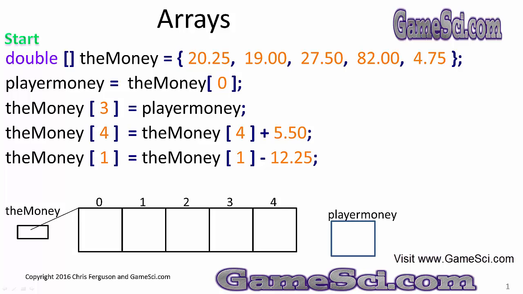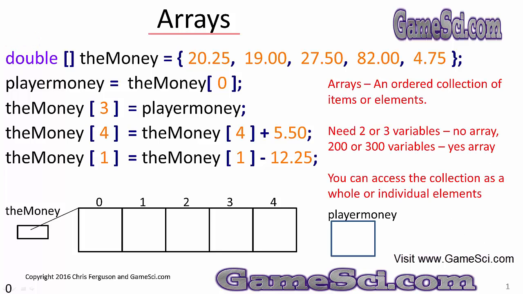Welcome to the lesson on arrays. Arrays are where we store large amounts of data. An array is an ordered collection of items or elements. If you need 2 or 3 variables, you don't need an array. But if you need 200 or 300 variables, yes, you very much need an array. I like to say arrays are for storing mass quantities of variables. You can access the array as a collection, as a whole, or you can access the individual elements.